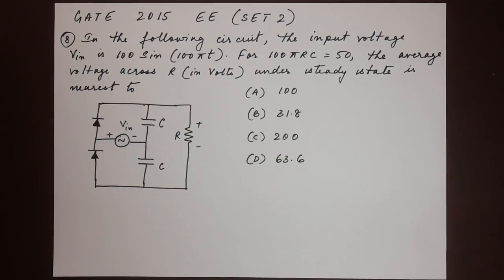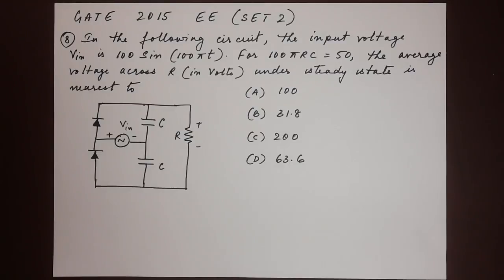Here's the next question, number 8. In the following circuit, the input voltage Vin is 100 sine of 100 pi t. For 100 pi RC equals 50, the average voltage across R under steady state is nearest to, okay, so we have our 4 options: 100, 31.8, 200 and 63.6.